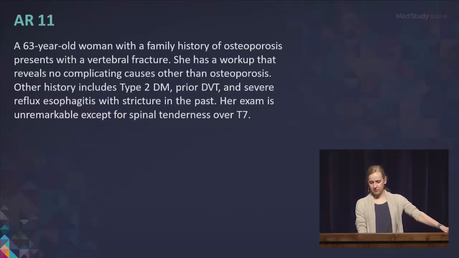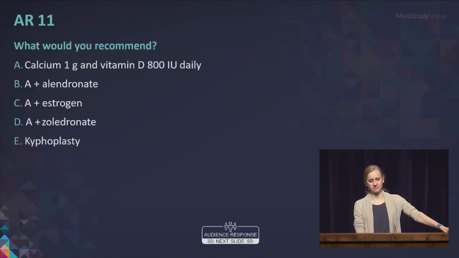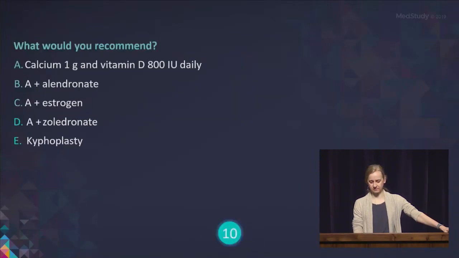A 63-year-old woman with a family history of osteoporosis presents with a vertebral fracture. She has a workup that reveals no complicating causes other than osteoporosis. Other history includes type 2 diabetes, prior DVT, and severe reflux esophagitis with a stricture in the past. Her exam is unremarkable except for spinal tenderness over T7. So what are you going to recommend?